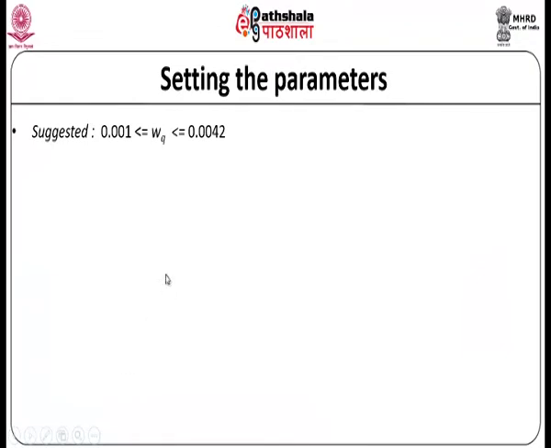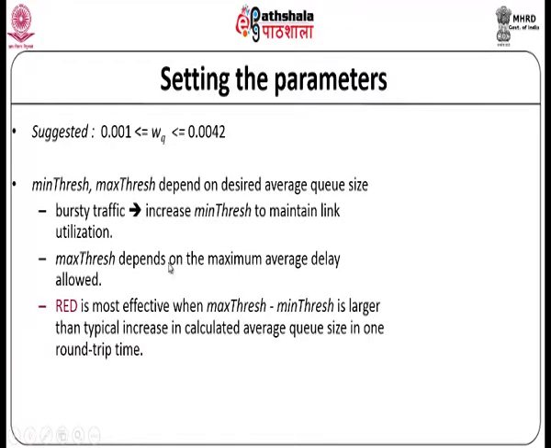So the suggested values for these parameters that we have looked at: if you set the parameters appropriately, we can get the desired behavior. By doing a number of experiments, people have come up with different values for these various parameters. The suggested value for WQ is somewhere between 0.001 and 0.0042, and the minimum and maximum thresholds normally depend on the desired average queue size. If you have bursty traffic, then it makes sense to increase the minimum threshold to maintain link utilization, because you are expecting many packets to come at a time.